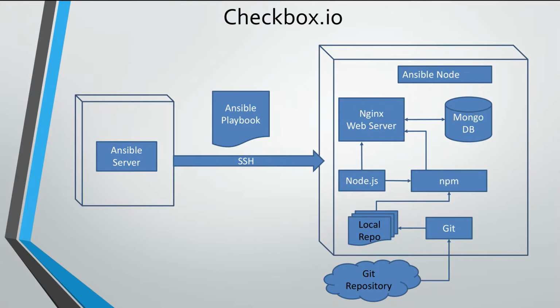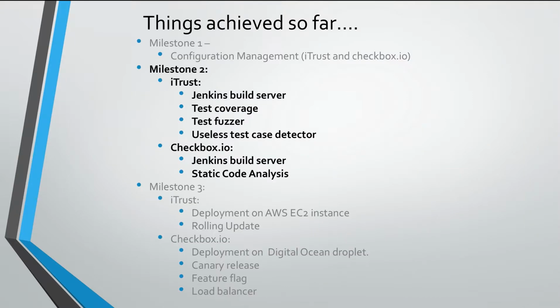Similarly, the other application is a Node.js based web portal, which is checkbox.io, and it needs MongoDB, Forever.js, Node.js, and an Nginx server to be set up in order to work. Again, we have used Ansible for configuring this application.